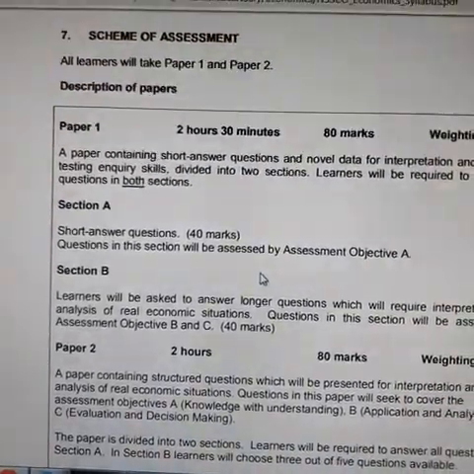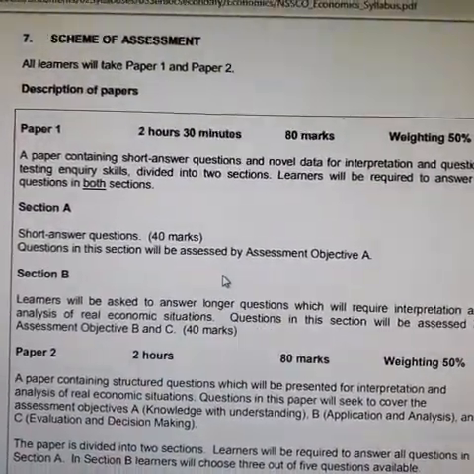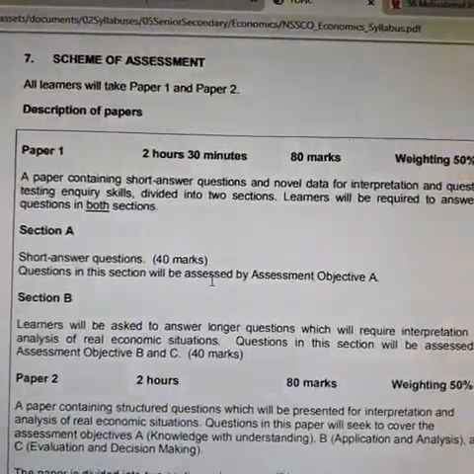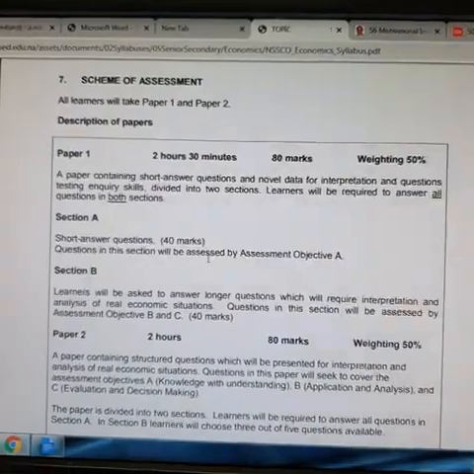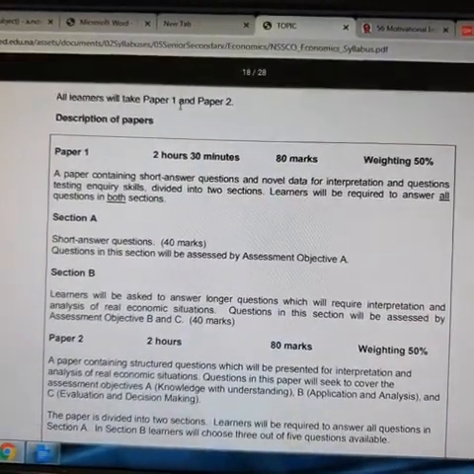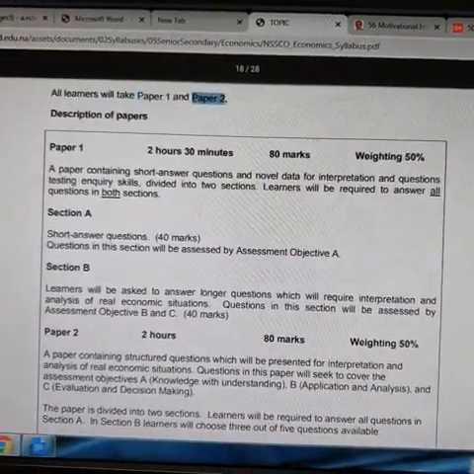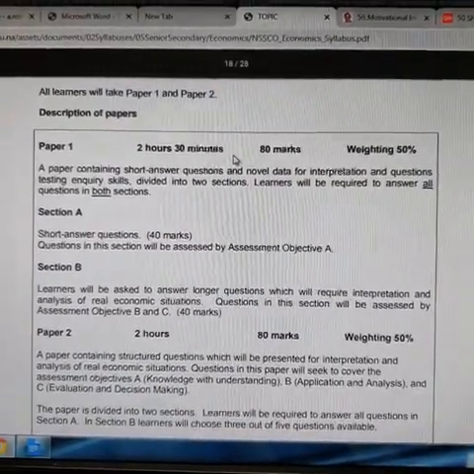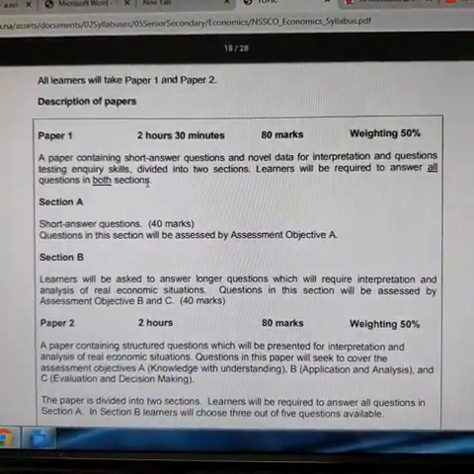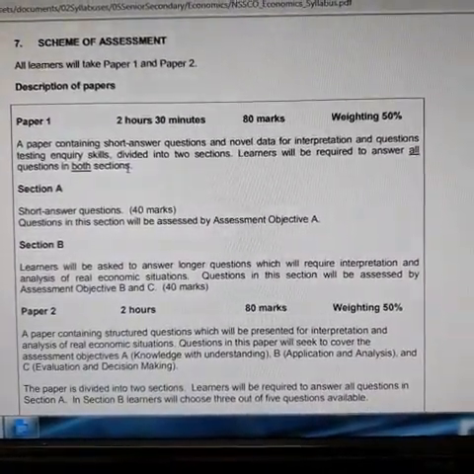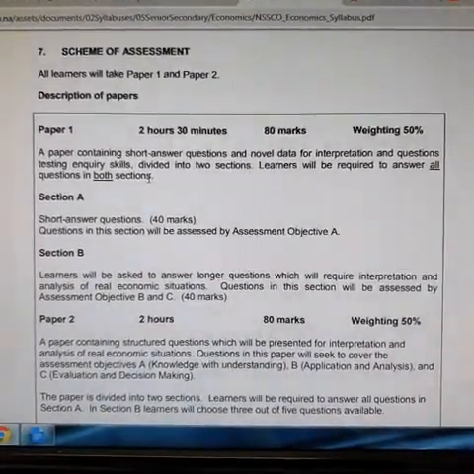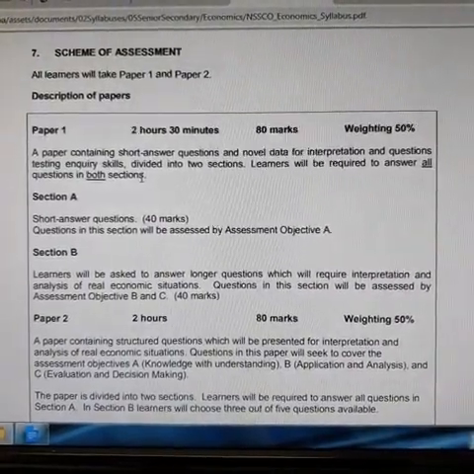The next thing on assessment is scheme of assessment. If you remember very well when you were in high school, usually you have two exam papers, paper 1 and paper 2. The same applies here. One day you are also going to set exams for your learners, either external examination or internal examination in your school, it depends.